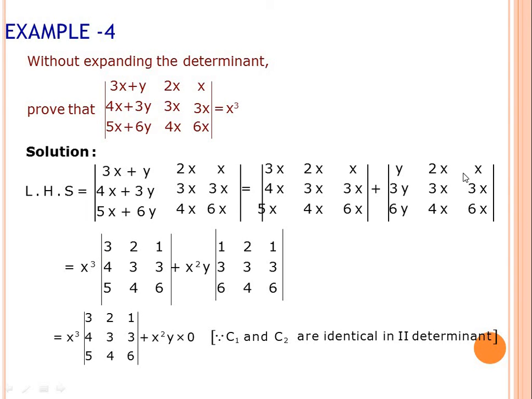In the second determinant, in the first column y is taken as common, in the second column x is taken as common, and in the third column x is taken as common. So you will get x square into y into this determinant. If you observe this second determinant, then the first column and the third column are identical. So if the first and third columns are identical, the value of this determinant is equal to 0. That's why, as these two columns are identical, the value of the determinant will be equal to 0.